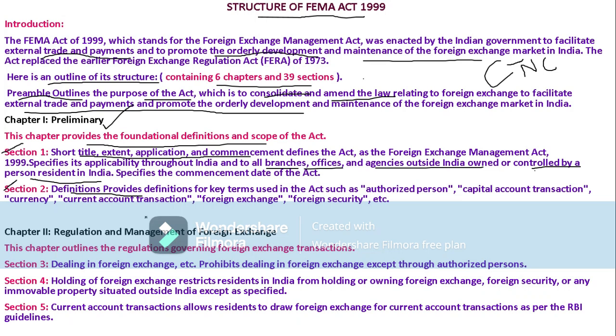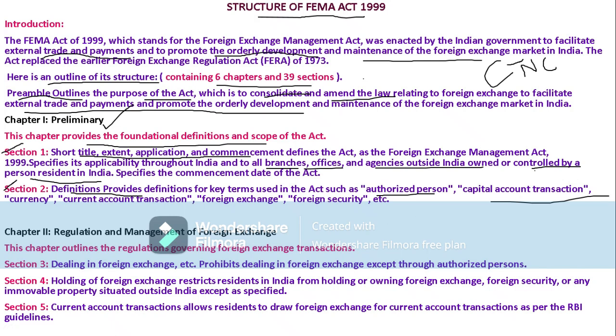So different terms are there and different definitions have been given, like for authorized person. Who is an authorized person, what are the rights of an authorized person, what are the contraventions, the penalties, the duties and the responsibilities of authorized persons? All these are defined there. Likewise, capital account transactions: what are capital account transactions, what are capital assets, what comes under capital assets. All these can be stated in capital account transactions.